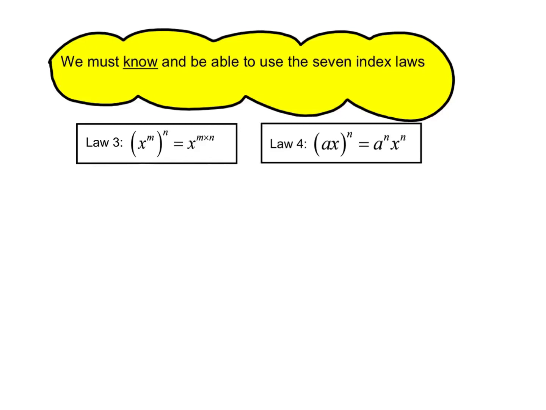We're now going to look at the next couple of indices laws. So they're both shown here. We're going to start off with this one, which is the power of a power law. So we've got x to the power of m, and then we're going to take that whole thing and put it to the power of n. Now, when we do that, these two index numbers can actually just multiply each other.